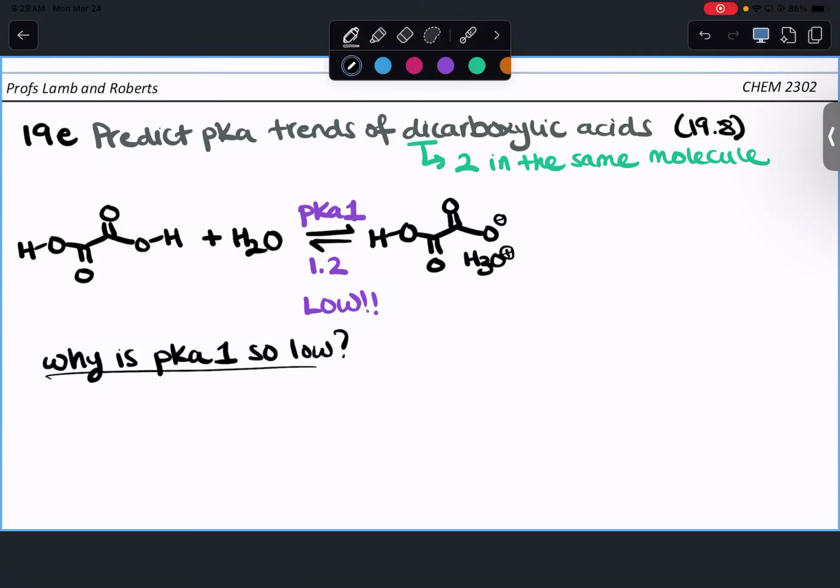All right, we have a couple of reasons. First, like I mentioned, we have 2 acidic protons. So statistically, it'll be a little easier to find an acidic proton and remove it. So we have 2 sites for deprotonation.